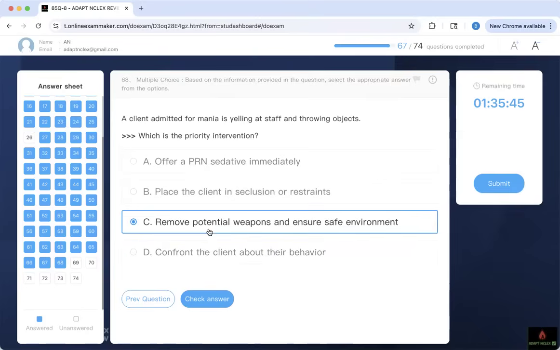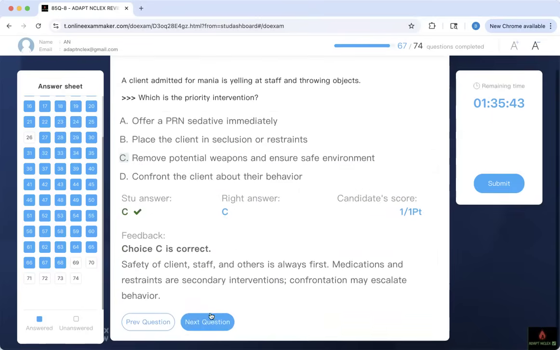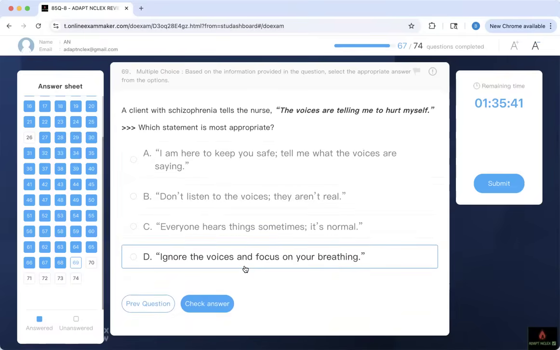Potential injury. A client with schizophrenia tells the nurse, the voices are telling me to hurt myself. Safety. Which statement is most appropriate? I'm here to keep you safe. Tell me what the voices are saying, trying to find the content of the issue at hand. Don't listen to the voices. They aren't rare. How do you know they are not rare? Everyone here thinks sometimes it is normal.